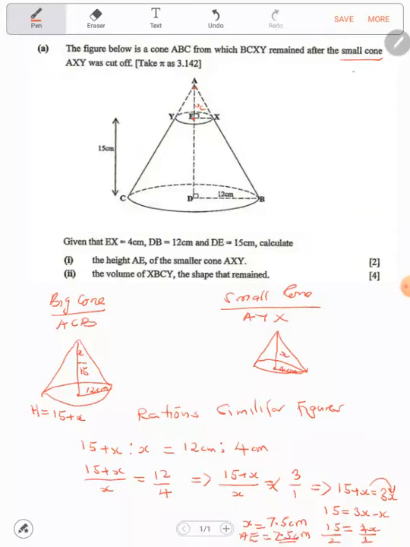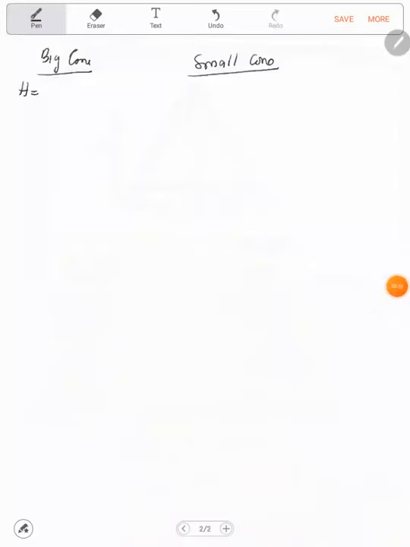Sometimes they may not ask you to find AE, but it's a must that you know the height of the small cone, so that when it comes to subtraction, you are confident. Since we know the value of x, the height of the bigger cone will be 15 plus 7.5, which gives 22.5 centimeters. The height of the smaller cone is just 7.5 centimeters.